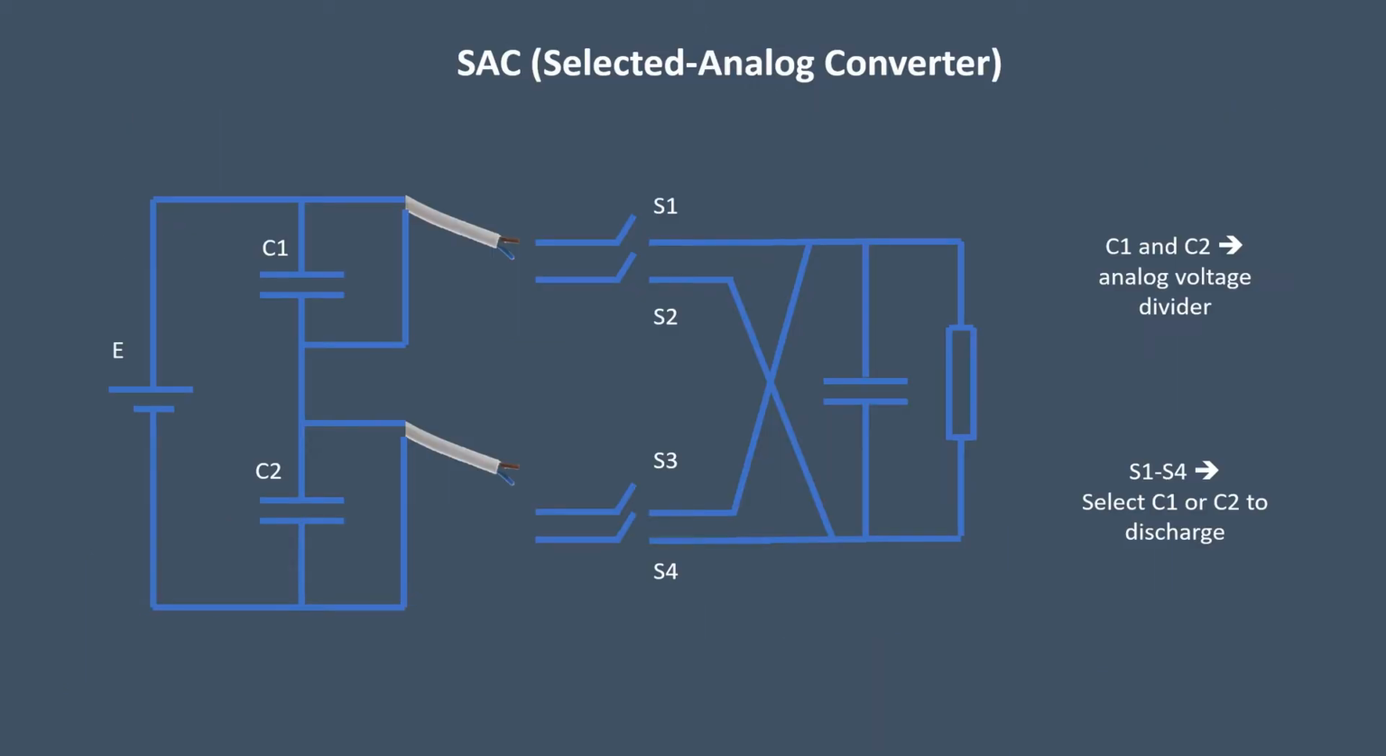Here is our invention, the SAC converter. C1 and C2 form the analog voltage divider, so VC1 equals VC2 equals E over 2. S1 to S4 are the selectors. Select either C1 or C2 to discharge. So VL equals VC1 or VC2 and equals E over 2. We have analog voltage dividers, we have selectors. So our converter is called the selected analog converter or the SAC converter.